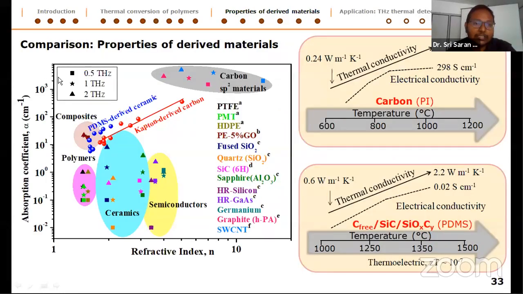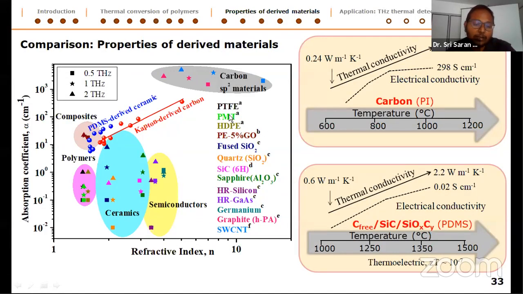So this is the comparison that we made. Some materials, polymers, are transparent, and metallics are absorbing and reflective, and semiconductors are between them. So we actually made a line connecting these polymers to metals, by making a bridge with these materials.